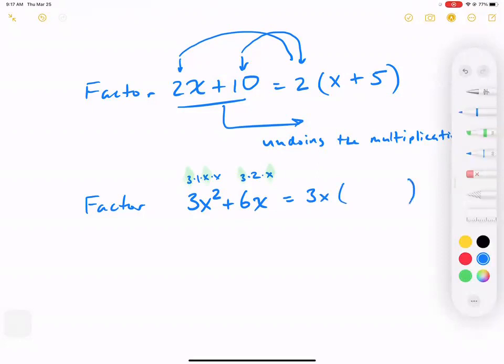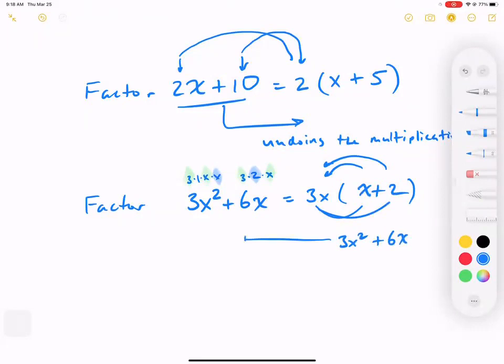Now what is left over? I took out a 3x from both of these. Now if you take a look in red, maybe I'll use blue, you'll see that we have an x and a 2 left over. Let's write that, leftovers. We have x plus 2 left over. Let's double check. 3x times x is 3x squared. 3x times 2 is 6x. Same answer? Yes, they are equivalent statements.